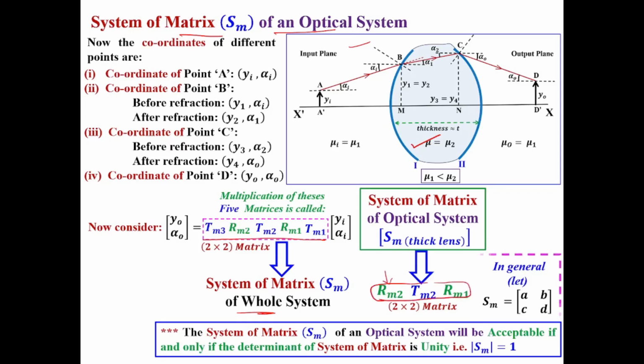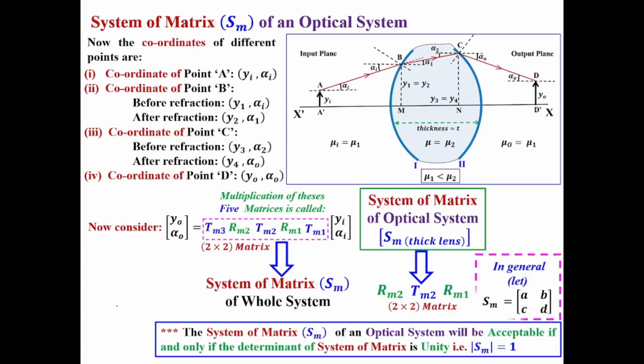One is your refraction matrix, then this is your translation matrix, and another one is your refraction matrix. After multiplication of these three matrices we also get a 2 cross 2 matrix. So in general, the system matrix of an optical system is represented this way: a 2 cross 2 matrix. A, B, C, D are the four elements of that matrix. In general, it will be represented as this for any optical system.